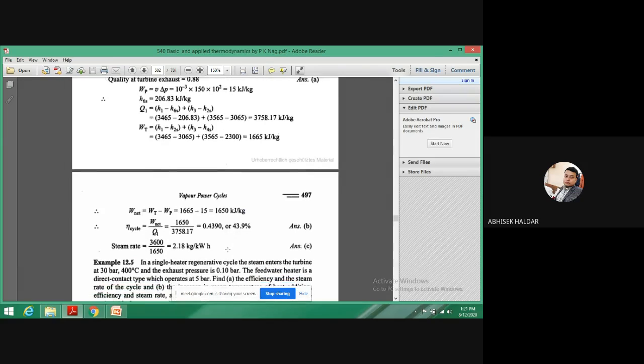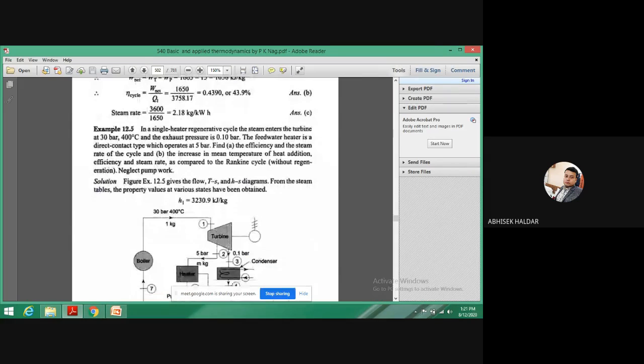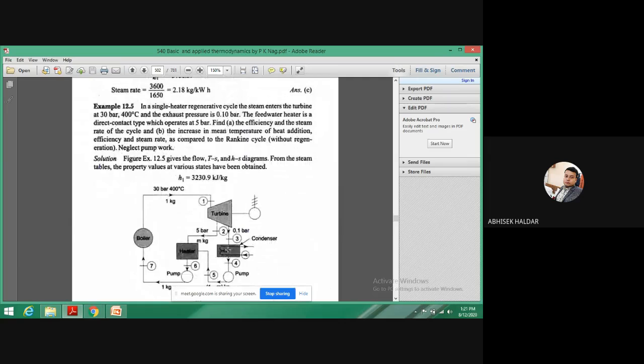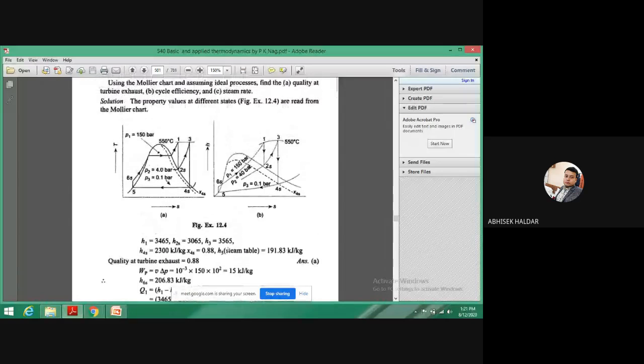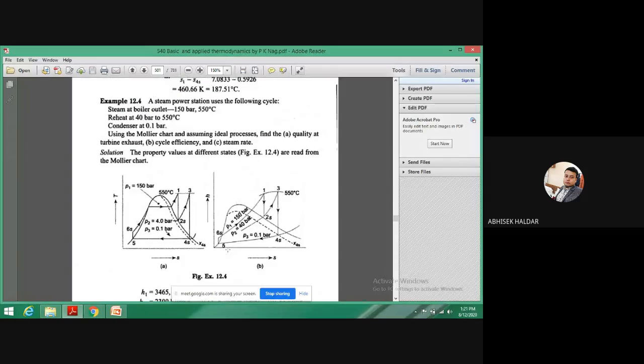So now coming to the regenerative one problem, let us see. This is the problem for regen. Let me point out, if you see some exercise problems of P.K. Nag or Arora, Rajput, whatever book you follow, in reheat problems most of the cases are in some reverse sense, in the sense that the temperature will be given and the reheat pressure you have to find out. Here the reheat pressure is given, 40 bar.